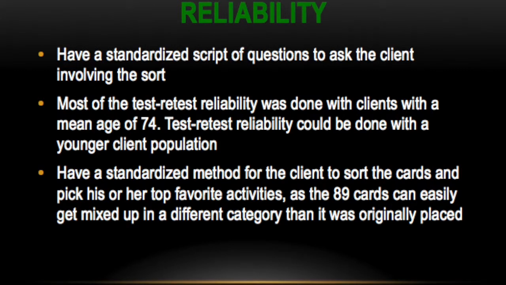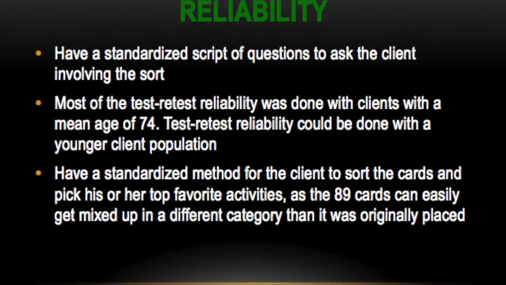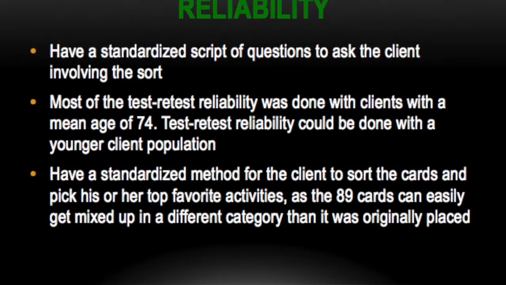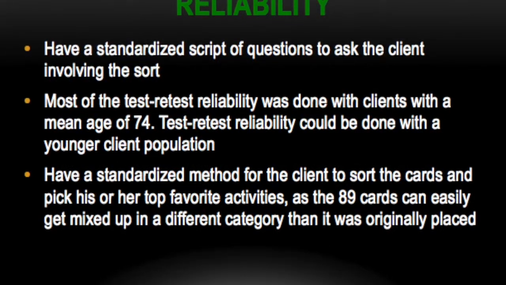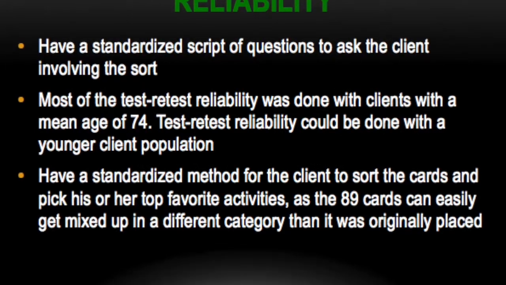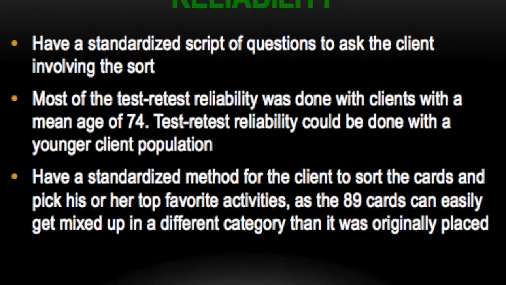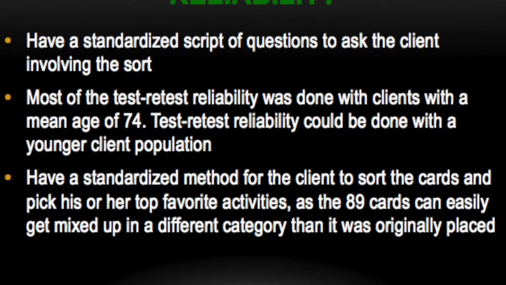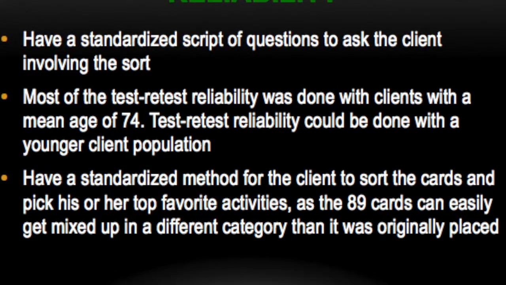3 suggestions to improve reliability are to have a standard script of questions to ask involving the sort. Also, most of the test-retest reliability was completed with clients with a mean age of 74. Test-retest reliability could be improved by doing it with a younger client population. Also, you could have a standard method for the client to sort the card and pick their top favorite activities, as the 89 cards could easily get mixed up in a different category than it was originally placed.